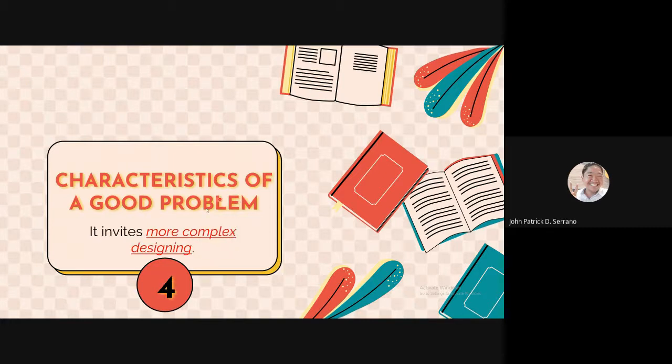The fourth characteristic of a good problem is it should invite more complex designing. Anong ibig sabihin nitong more complex designing na ito? Ganito po yan. Halimbawa, you administer nutritional status assessment sa mga estudyante po ninyo. Nutritional status assessment. Ngayon, doon sa nutritional status na yun, you get the height, weight, BMI, ganun, so on and so forth.